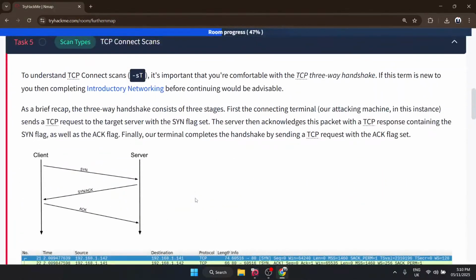And here to understand TCP connect scans, it's important that you're comfortable with TCP, that is your three-way handshake.